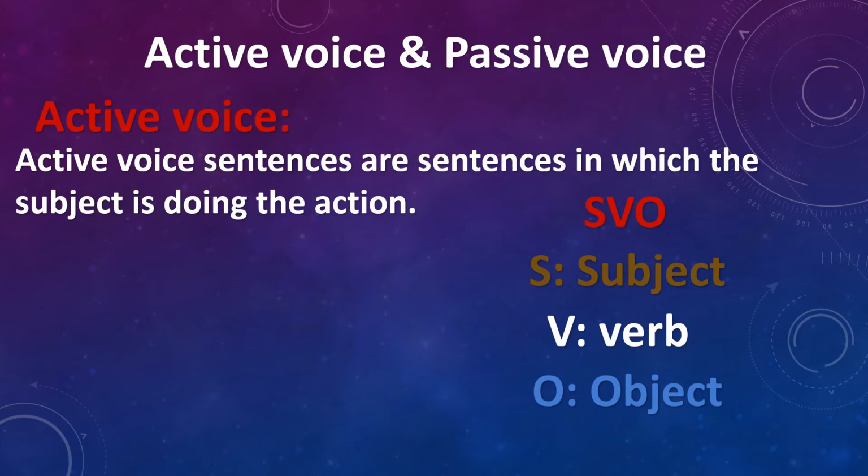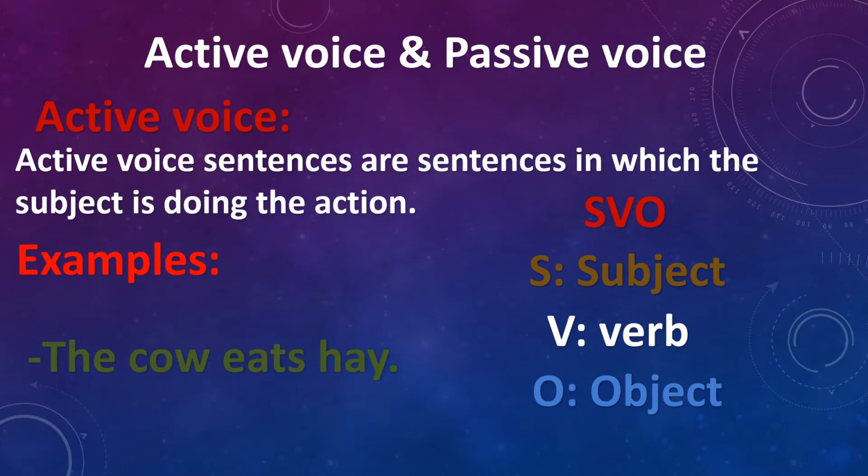So the subject is the doer of the action and the verb is the action itself and the object receives the action. So the active voice starts with the subject. After the subject comes the verb and after the verb comes the object. So again, in the active voice sentences, we know the doer of the action. Now let's see the example.